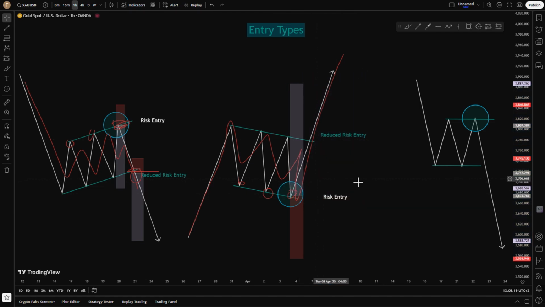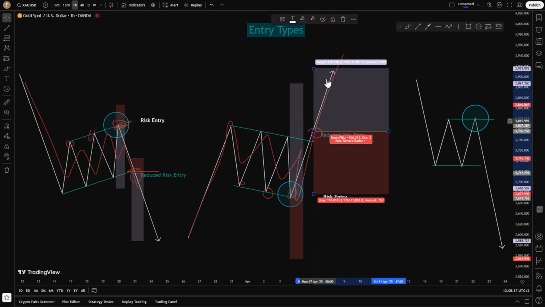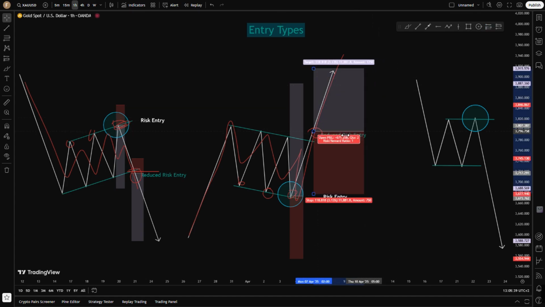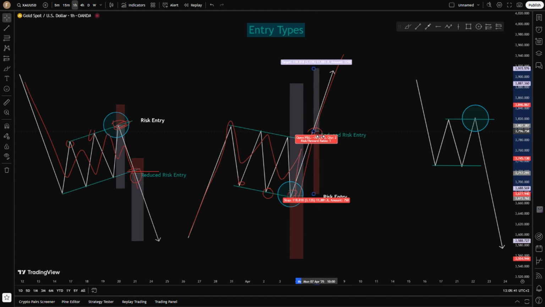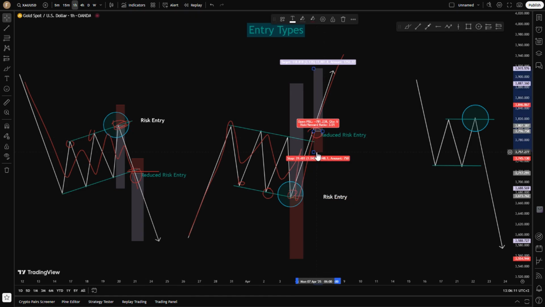And then now, secondly, the reduced entry, we are going to focus on the reduced risk entry. So our reduced risk entry, we are going to enter here once price breaks out of this structure right here. So when price breaks out of this structure, that is when we are going to enter another buy position with a tighter stop loss.